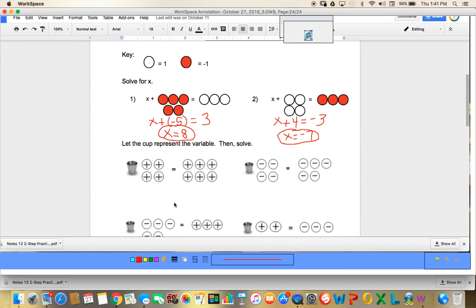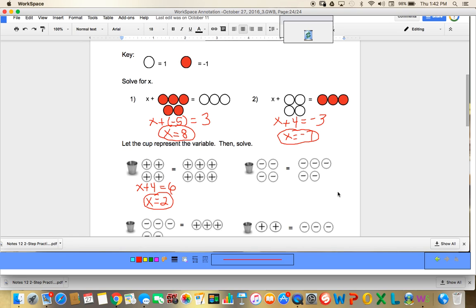Okay, moving down to the bottom. Now this time it says the cup represents the variable, and then we have to solve it. So the cup is going to represent, we'll call it x, and we have x plus 4 positives equals 6 positives. So what plus 4 would equal 6? If you said x should equal 2, you are correct.